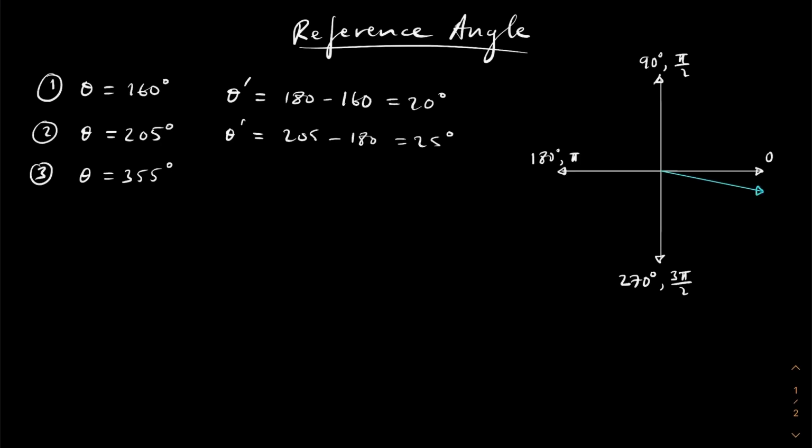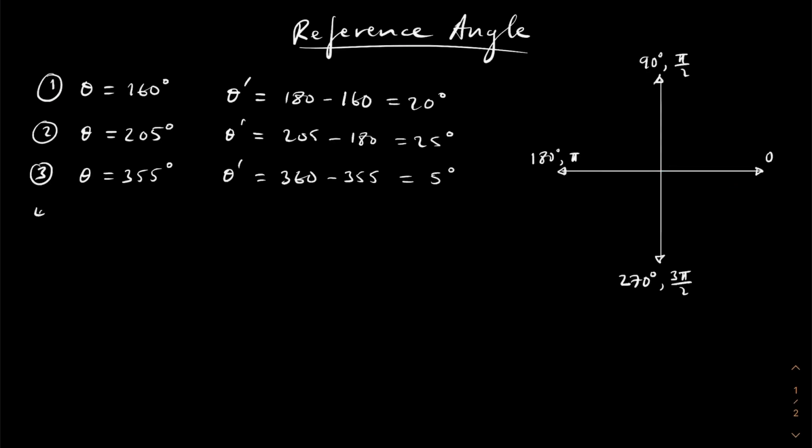Next example, we're going to have theta equals 355 degrees. That's going to be sitting between 270 and 360, so that's going to be in the fourth quadrant. And so the value of our reference angle here is going to be equal to 360 minus 355, which is going to be equal to 5 degrees in this case.